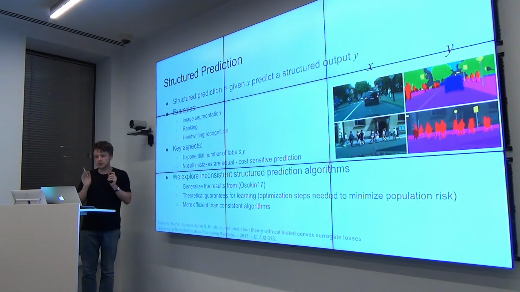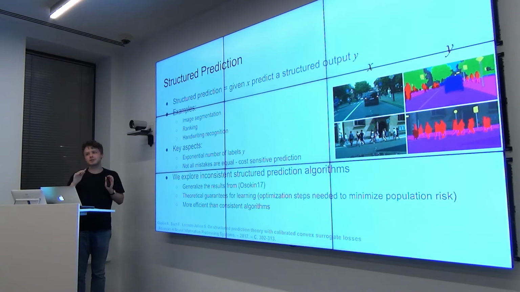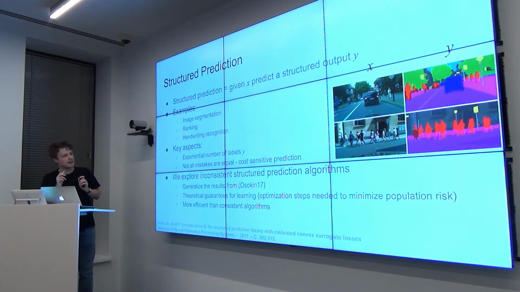So I want to underline once again the key aspects of these problems. We have typically a very large number of labels, or maybe not very large, but after all we really care about the number of labels. And in these problems, to deal with such a big number of labels, we usually introduce a cost which is sensitive to our prediction, and we penalize different mistakes in a different manner.